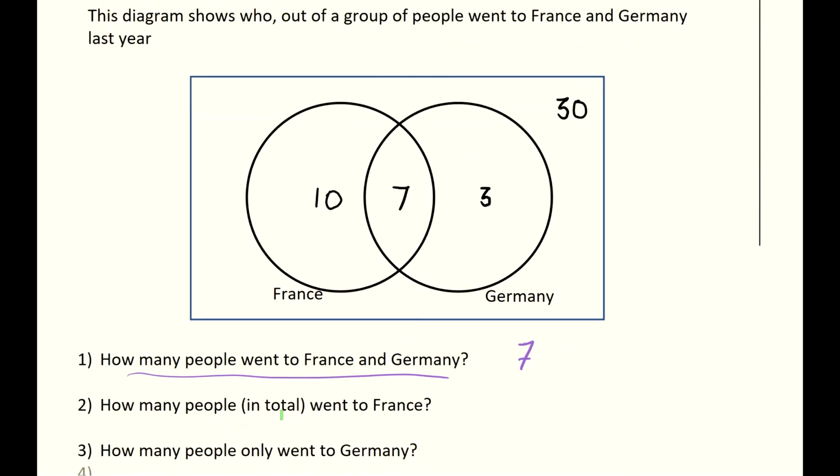Question 2. How many people in total, keyword there, went to France? If I look at my Venn diagram, everyone in this circle went to France. That makes them 2 separate groups. I have 10 of them here and I have 7 of them here. So in total, we had 17 people going to France. Just 7 of them also went to Germany, but that still means they also went to France as well.